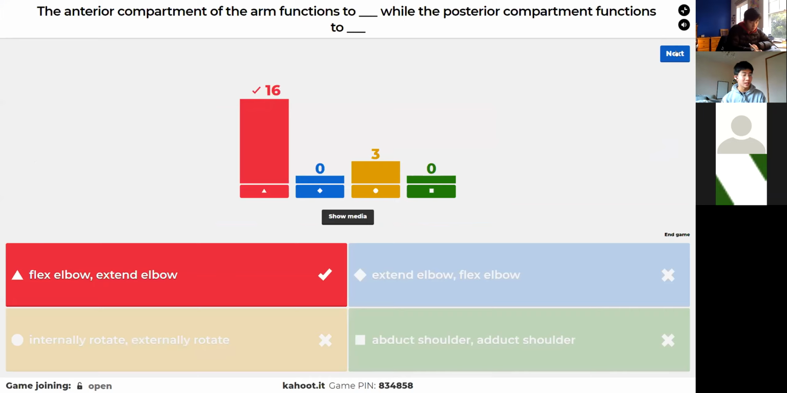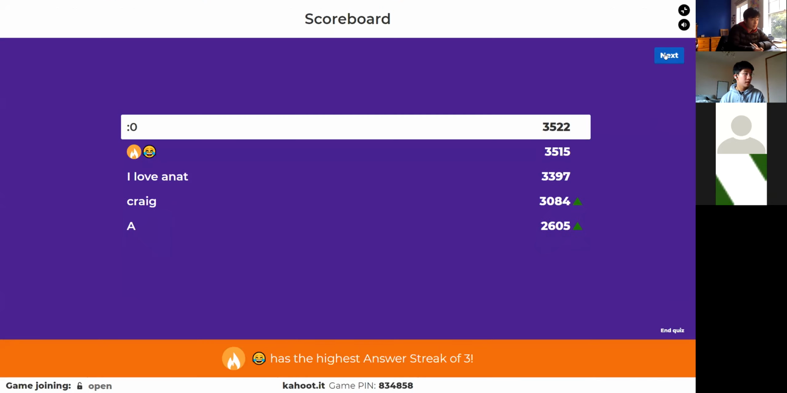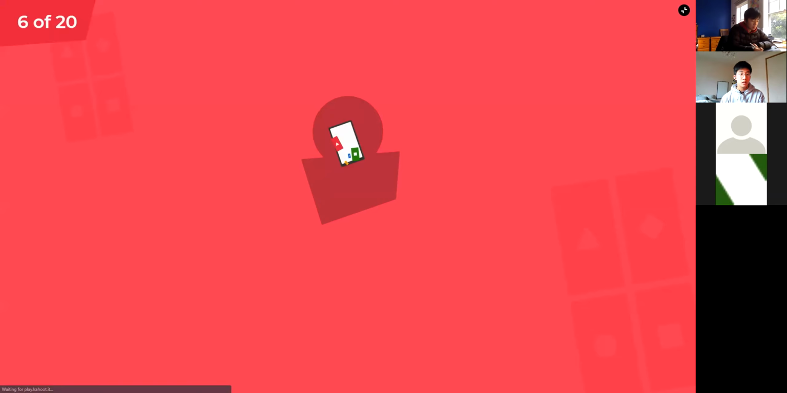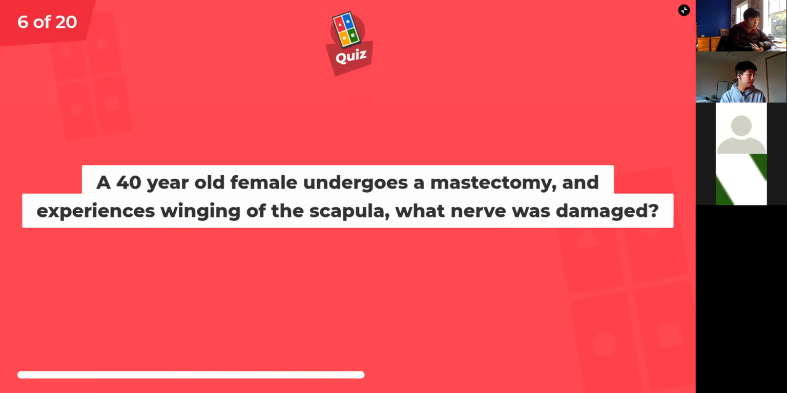Good, so flexing the elbow and extending the elbow for the anterior and posterior compartments. Internally and externally rotating, that's to do with our, oh crap, what's it called? Your rotator cuff muscles, which we have a couple of questions on later on. And then we'll go through those in more detail when we get to those questions. This is like a double.